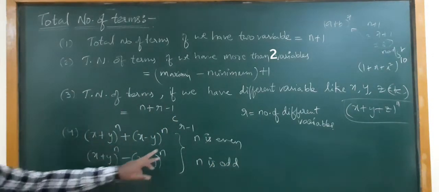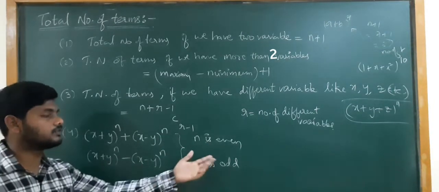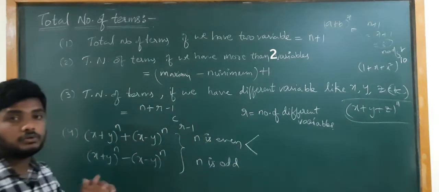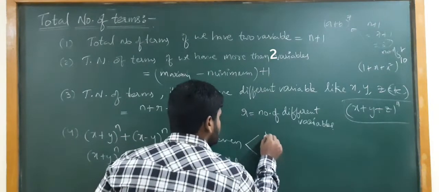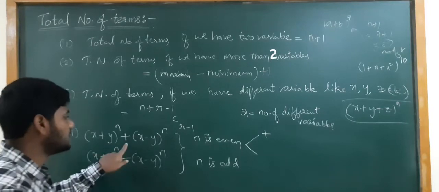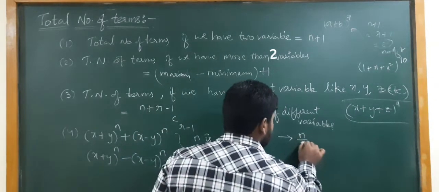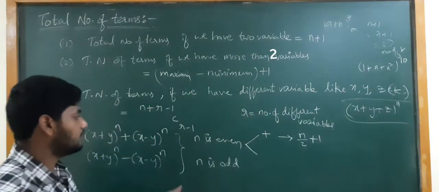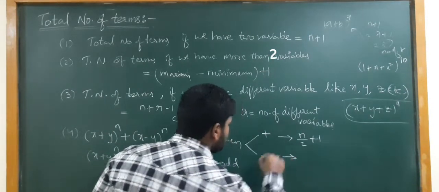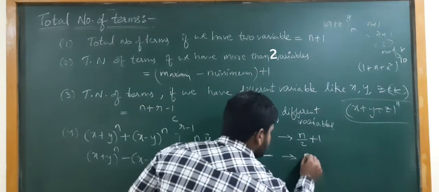For these two conditions, if n is even, what is the formula to find total number of terms? If n is odd, what is the total number of terms? In even we again have two different cases. One is if it is plus sign in between, the formula to find total number of terms is n by 2 plus 1. If n is even and it is negative, in this case the formula is n by 2.